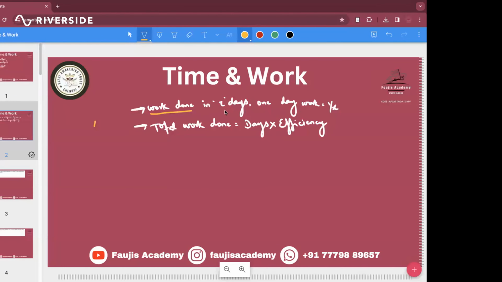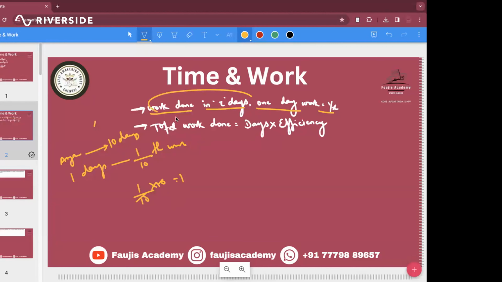So the next concept is work done in X days. So 1 day work is 1/X. Let's say Abhikaran or Aryan is able to finish the work in 10 days. So in one day, how much of the work will he be able to do? He'll be able to do 1/10th of the work, right? Then only he will take 10 days to complete the entire work. That's what they have written: the total work is done in X days, so in 1 day, they'll finish only 1/X part of the work, right?